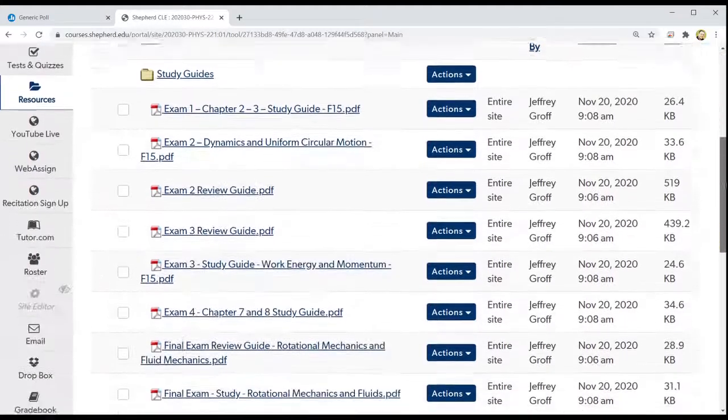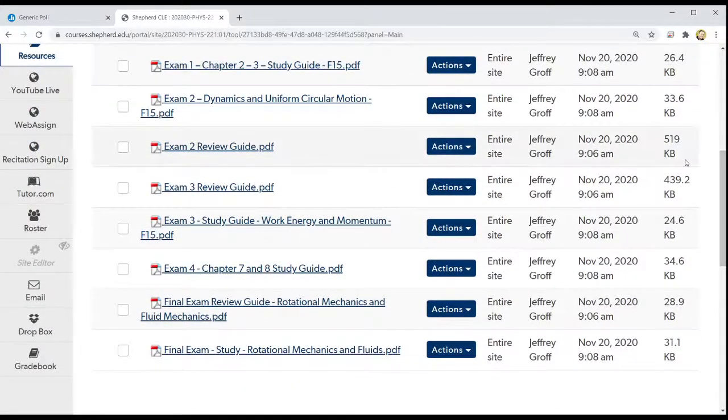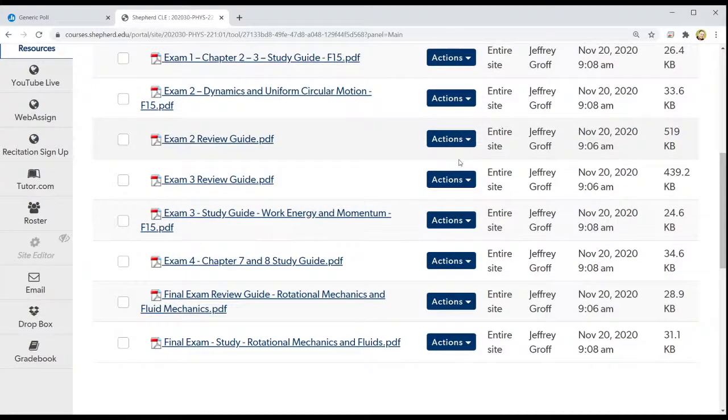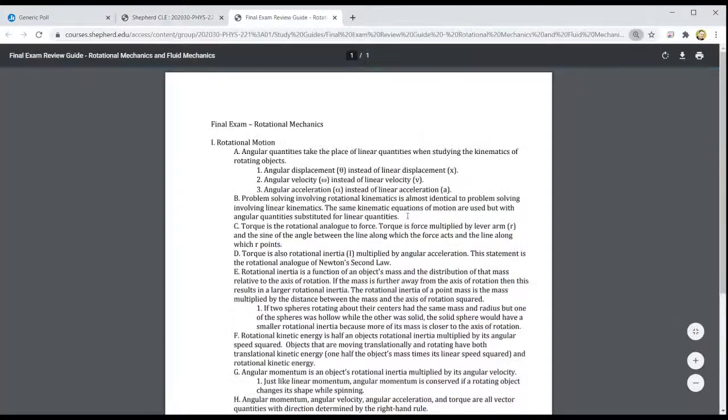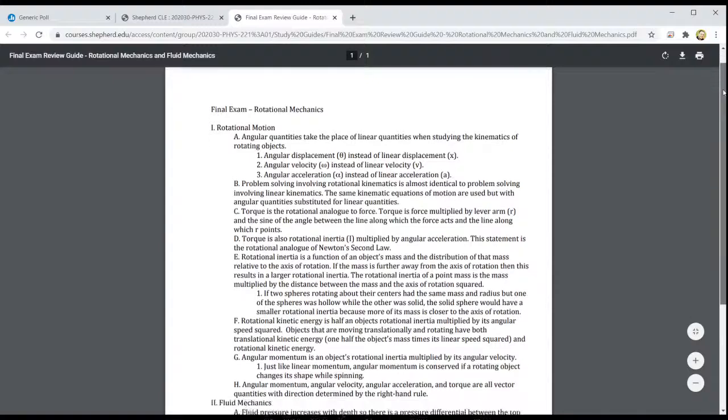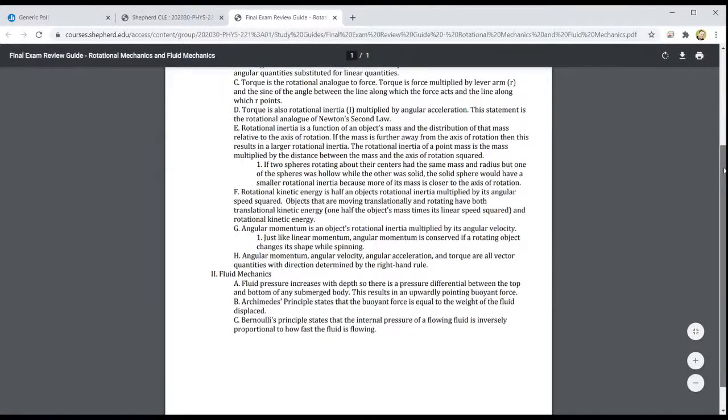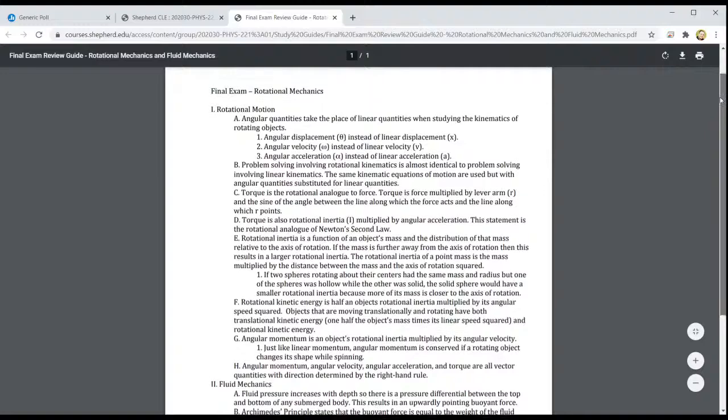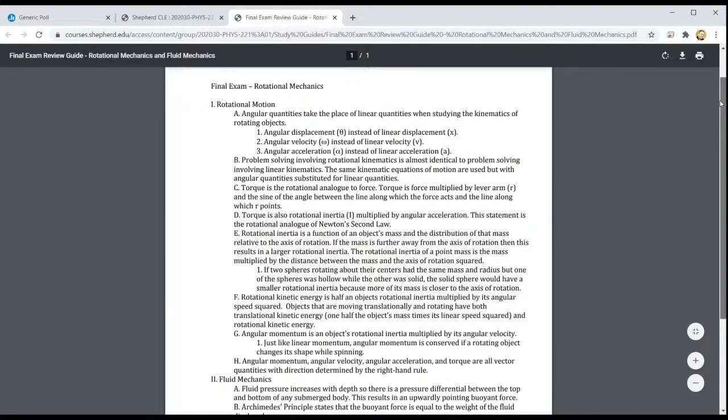These are a hodgepodge of study guides for material as I presented it over the years. So the exam 1, 2, 3, and even exam 4 designations don't necessarily line up perfectly with the way you were tested this semester. And with the final exam review guide, rotational mechanics and fluid mechanics, we just ran out of time this semester to talk about fluid mechanics, so that material is not on the final exam, obviously.